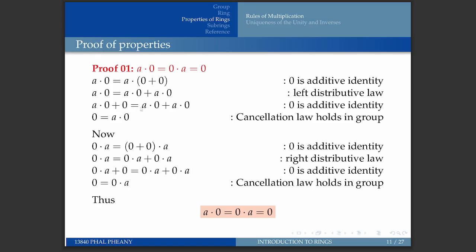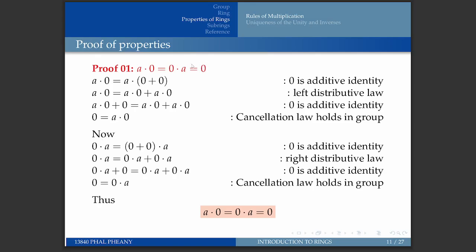And one more thing, since 0 is the additive identity, a times 0 plus 0 remains the same. So a times 0 plus 0 is equal to a times 0 plus a times 0. By using the cancellation law, there is a times 0 on the left part and a times 0 on the right part. We cancel them, so we get 0 equal to a times 0. So this is the first part done.